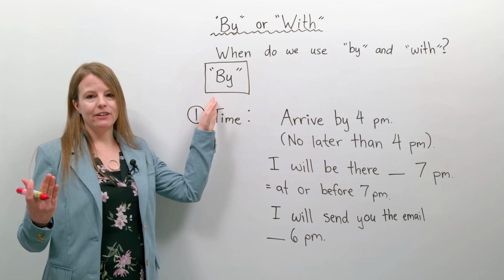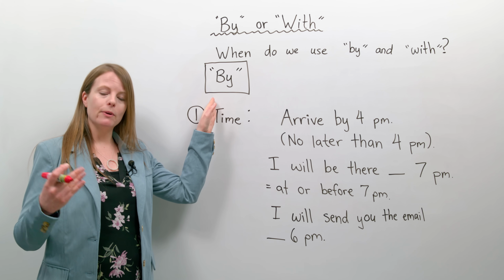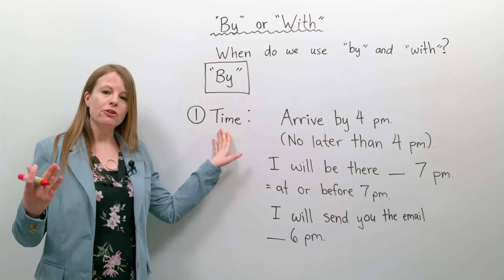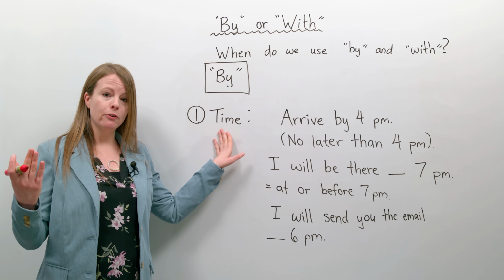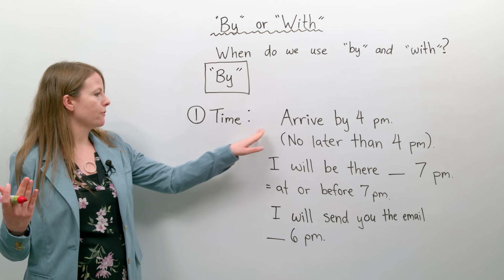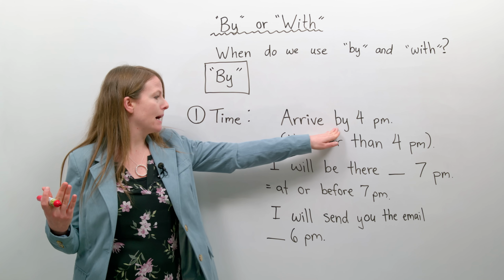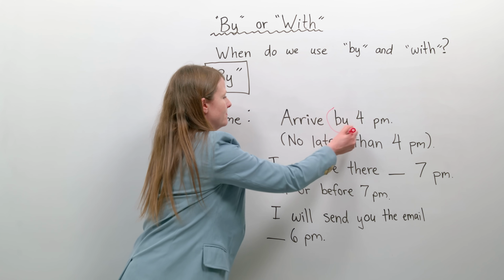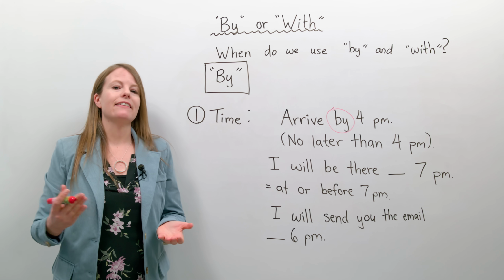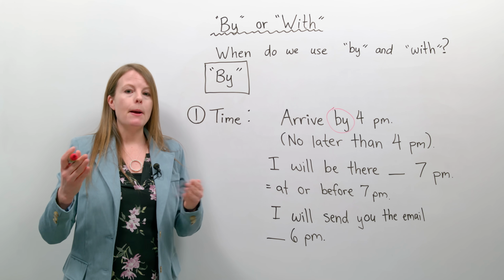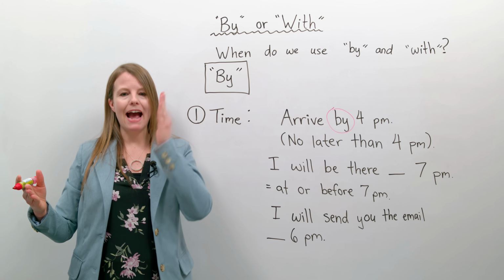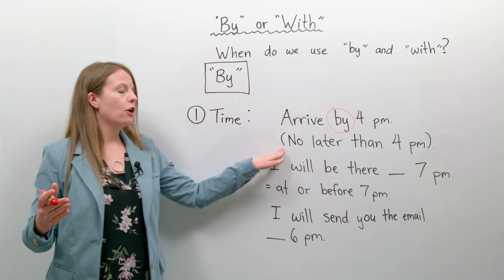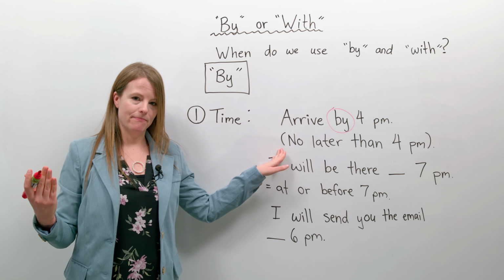So we use it in different situations. The first one I'm going to talk about is when we use it with time. When we're talking about time, we can use by with the time. So for example, arrive by 4 p.m. So what does this mean if you see by here? What that means is you want to arrive before or at 4 p.m., not after. So no later than 4 p.m.